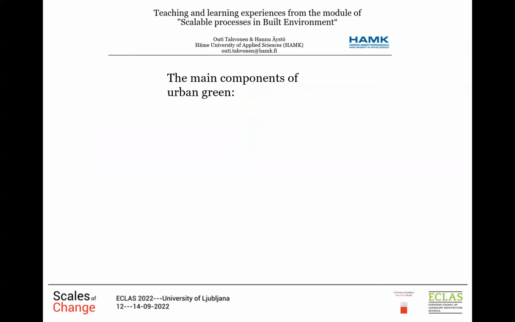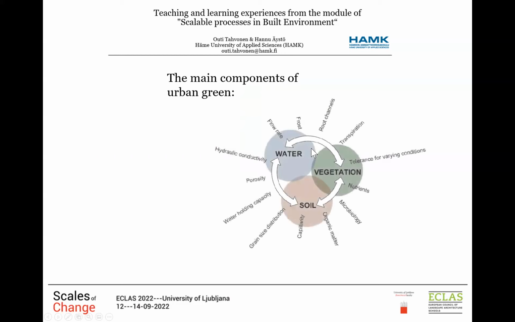And what's the core of the whole scalable processes in our thinking? The main components of urban green are defined in this module as water, vegetation, and soil. Because the students are really at the beginning of their studies, we are looking at those different components and trying to help them see how they are connected together. So the soil is something which always includes water, that is providing the possibilities for vegetation growth.